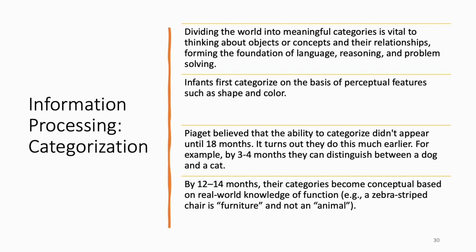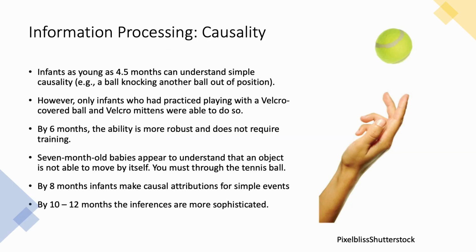For example, by 3 to 4 months, they can distinguish between a dog and a cat. Of course, my cats wonder how anyone couldn't immediately recognize the difference. After all, cats are superior beings. By 12 to 14 months, their categories become conceptually based on real-world knowledge of functioning. So they know that a zebra-striped chair is furniture, and not actually the animal, a zebra.